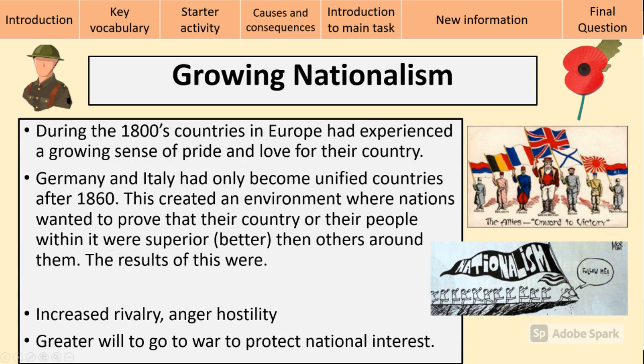Growing nationalism. During the 1800s, countries in Europe had experienced a growing sense of pride and love for their country. Germany and Italy, however, had only become unified countries after 1860. This created an environment where nations wanted to prove that their country or their people were superior or better than others around them. The results of this were that there was an increased rivalry and hostility, and that there was a greater will to go to war to protect national interests.